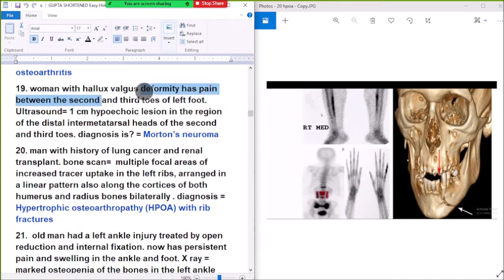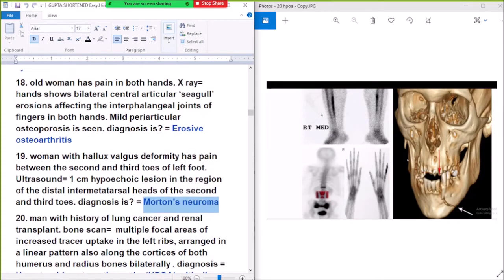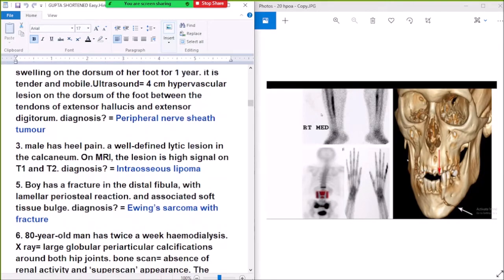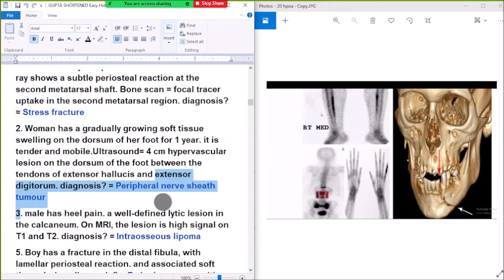Okay, on ultrasound there is a hypoechoic lesion in the region of the distal intermetatarsal heads of the second and third toes, diagnosed as Morton neuroma. There is no vascularity and it's not between the extensor hallucis longus and brevis tendons, so Morton neuroma. If there is vascularity between the extensor hallucis longus and brevis tendons, then the diagnosis is a nerve sheath tumor. Peripheral nerve sheath tumor is the diagnosis.